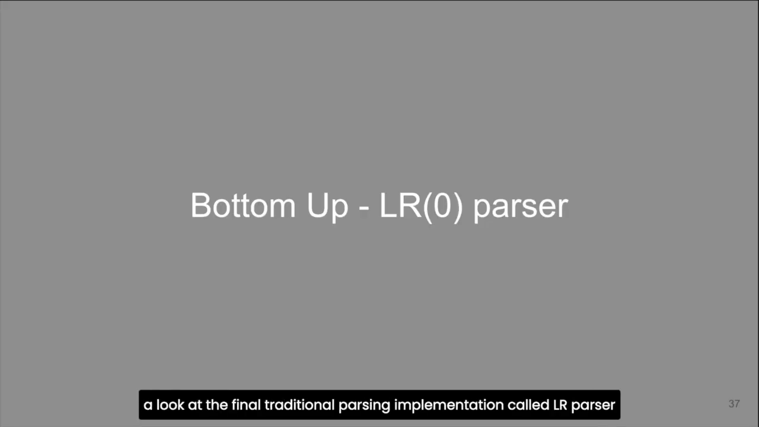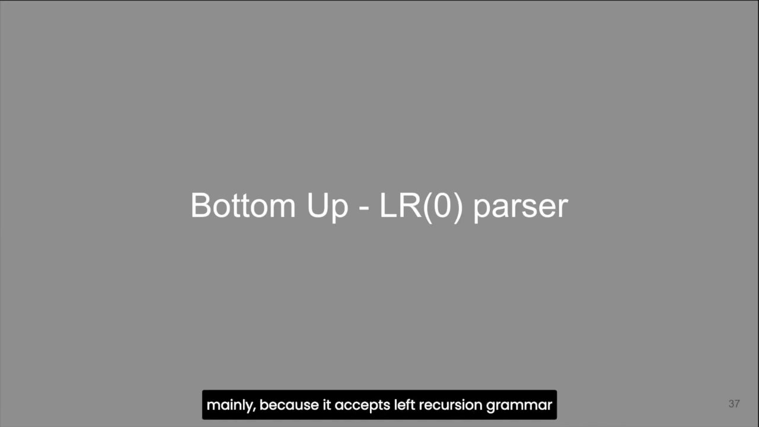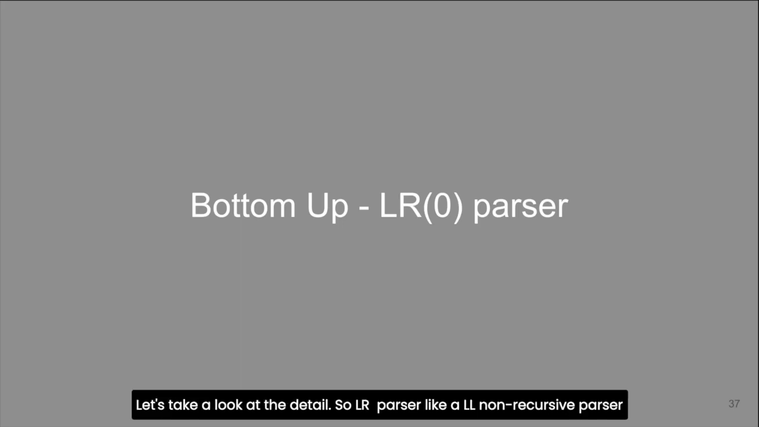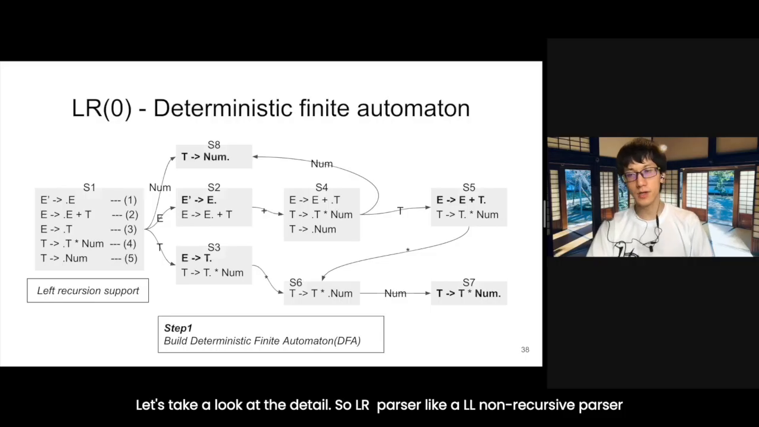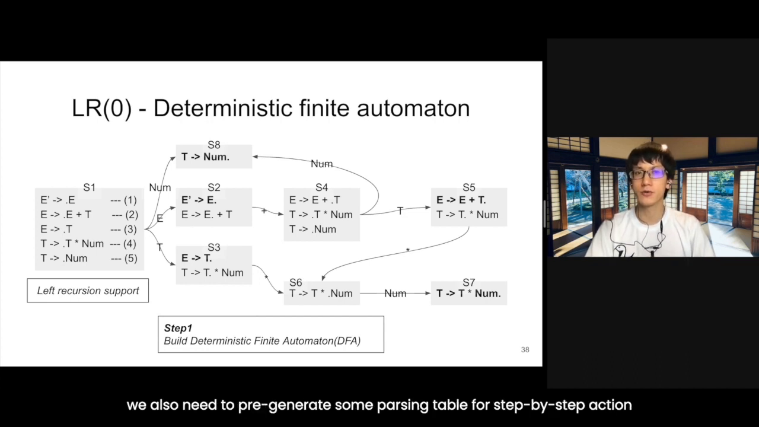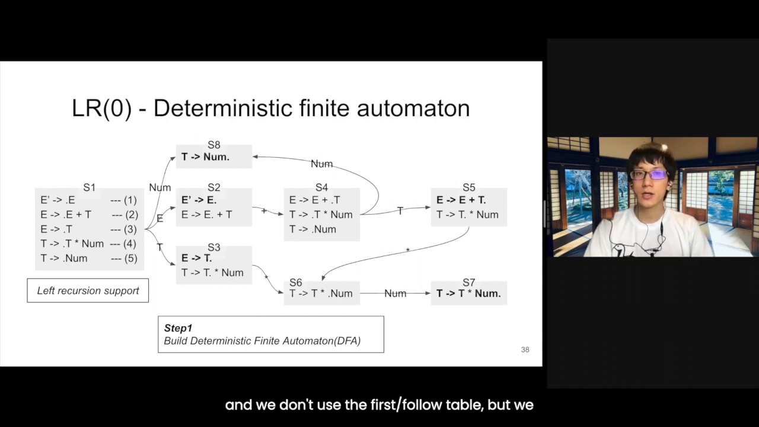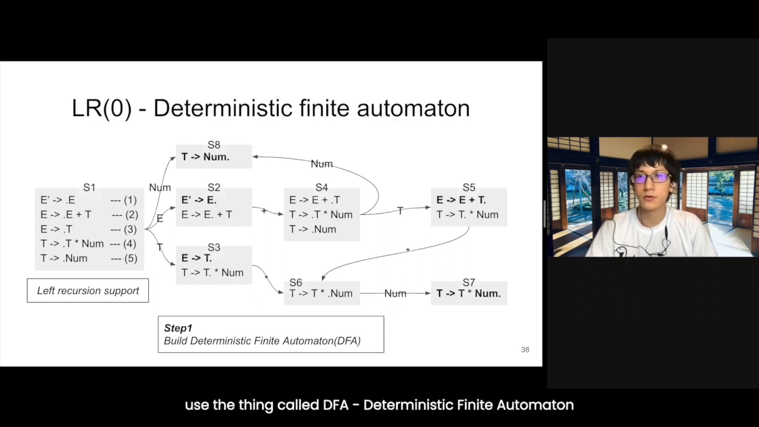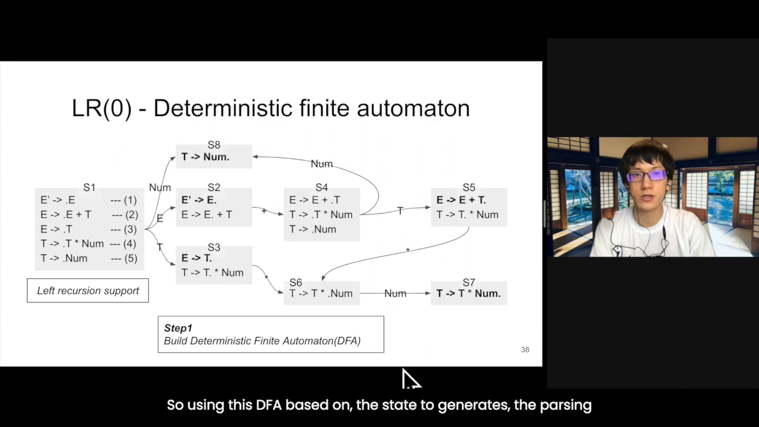Let's take a look at the final traditional parser implementation, called LR parser. LR parser, in fact, is more popular than LL parser, mainly because it accepts left recursion grammar. Let's take a look at the detail. LR parser, like the LL non-recursive parser, also needs to pre-generate a parsing table for the step-by-step action. The difference here is that we don't use the first-follow table, but we use something called a DFA, deterministic finite automata. Using this DFA, based on the state, we generate the parsing table.